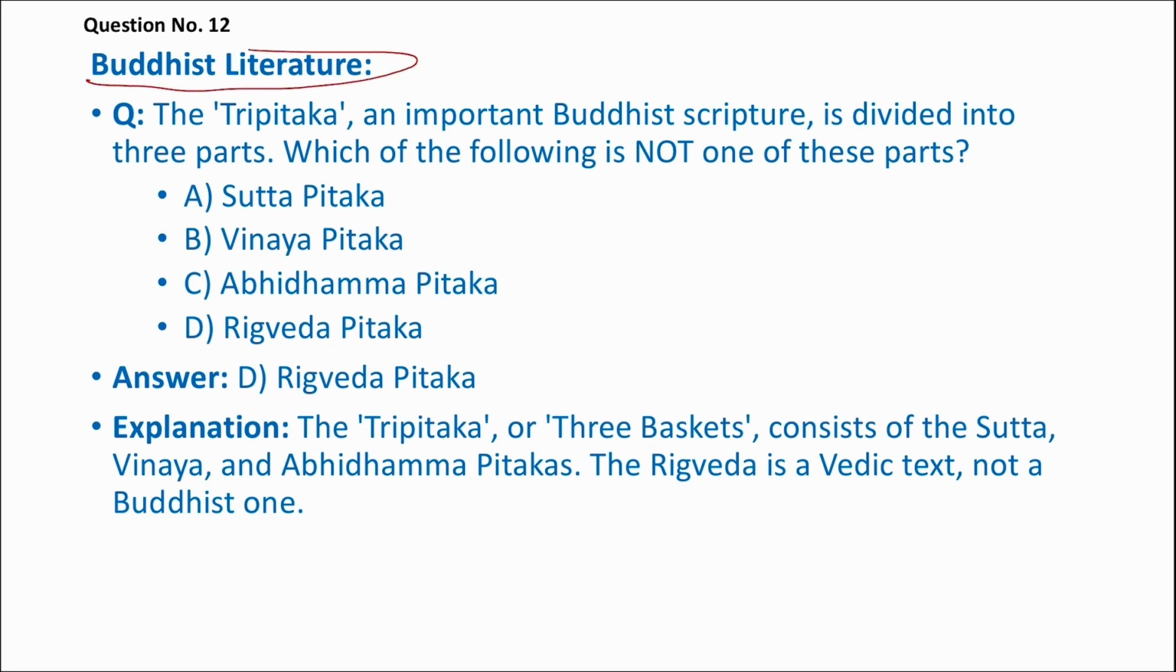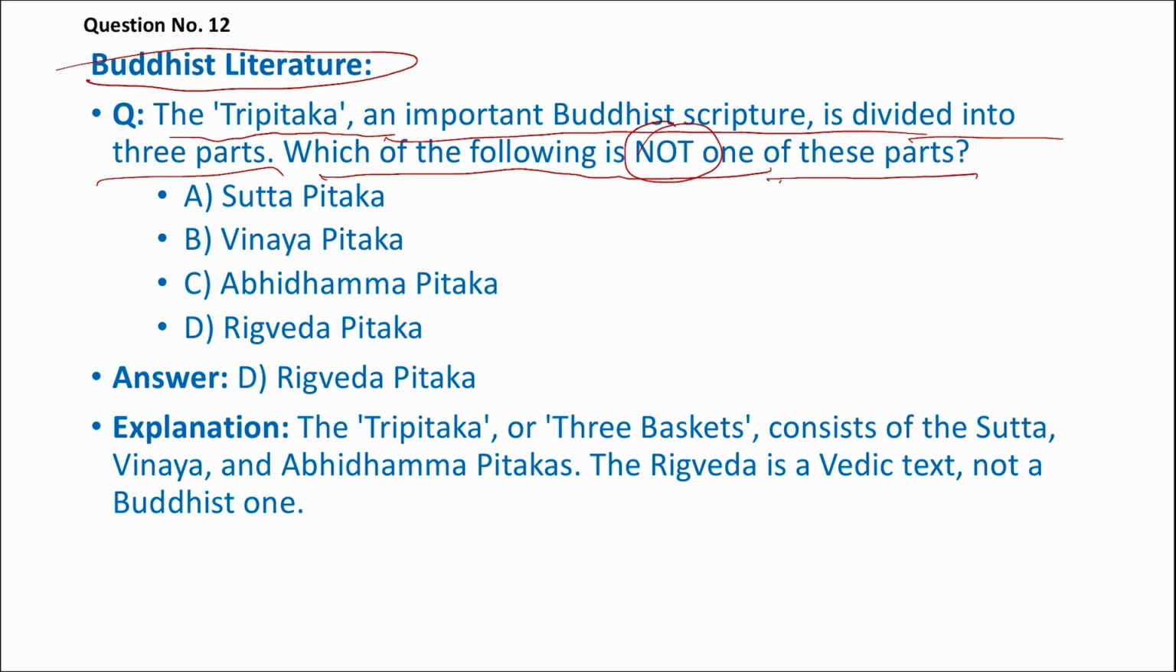The next question is on Buddhist literature. The Tripitaka, an important Buddhist scripture, is divided into 3 parts. Which one of the following is not one of these parts? We have 4 options: A. Sutta Pitaka, Vinaya Pitaka, right? Abhidhamma Pitaka. And you have Rig Veda Pitaka. This is basically a wrong option, right? Rig Veda is a different text altogether. So the right answer is D. Rig Veda Pitaka is a wrong option, right?